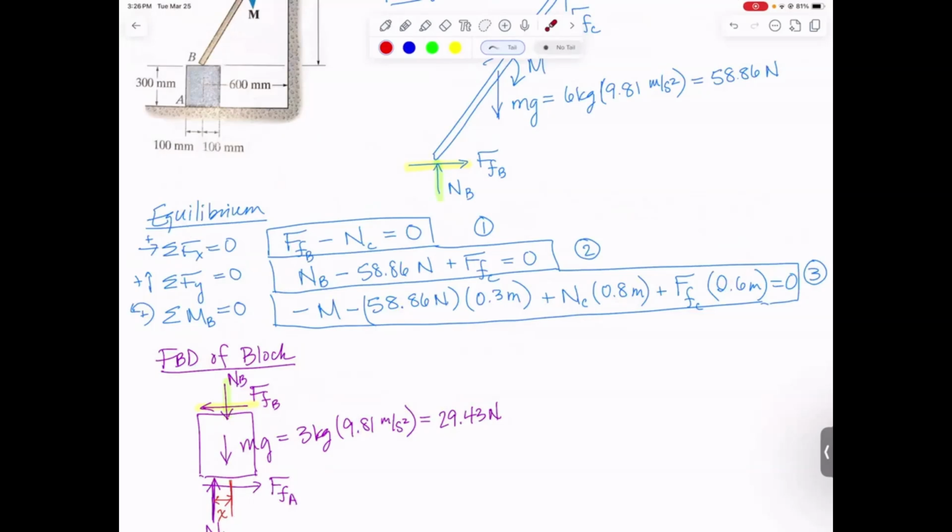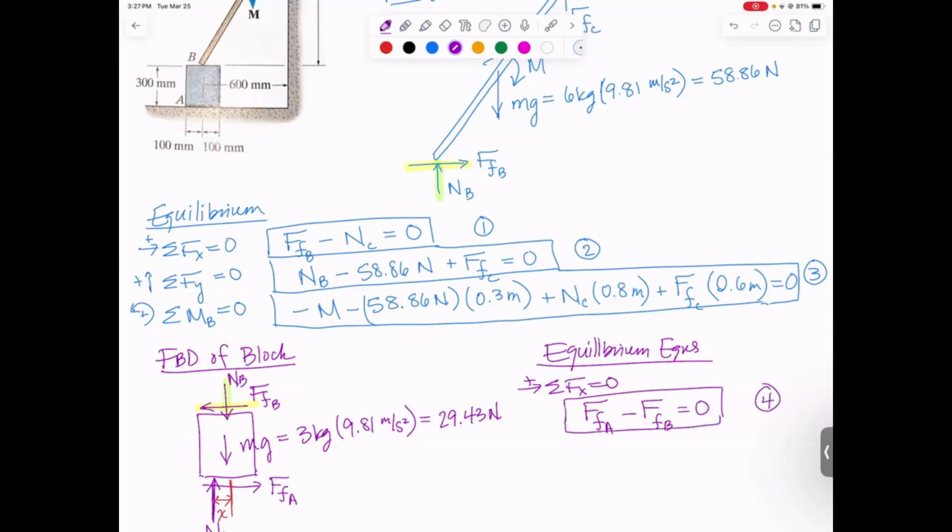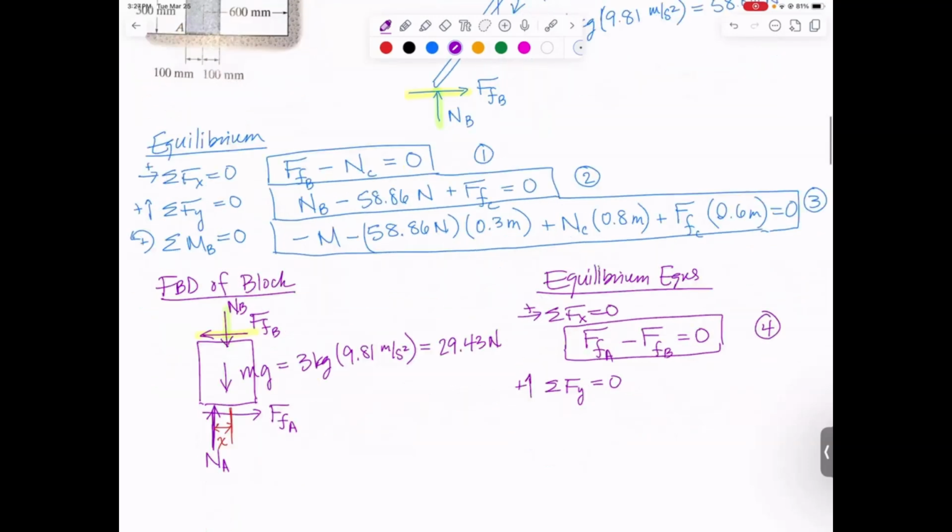Let's write equilibrium equations for the block. So let's sum forces in the x direction. Doing so, I just have the two friction forces. Force of friction at A minus force of friction at B is equal to 0. And that is the fourth equation. Next, let's sum forces in the y. And doing so, I get force at A is upward, the weight is downward, minus NB equals 0. And that would be equation number 5.